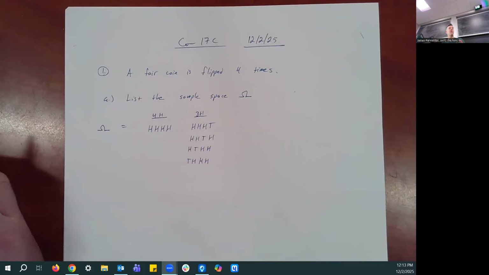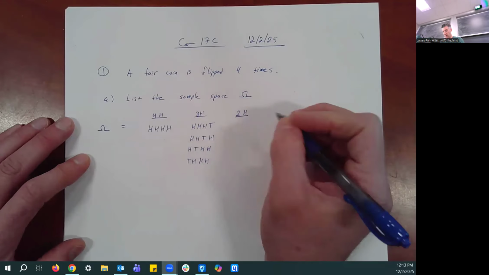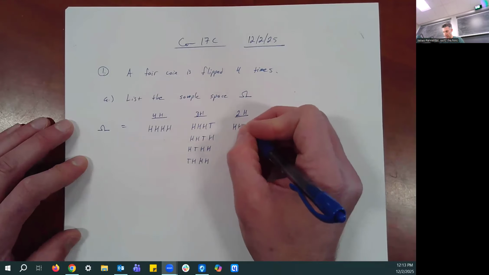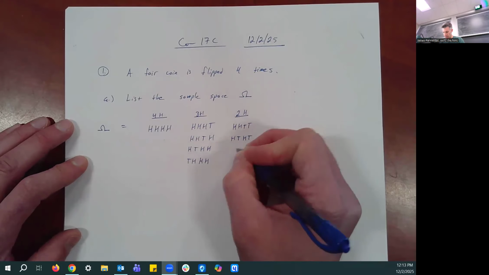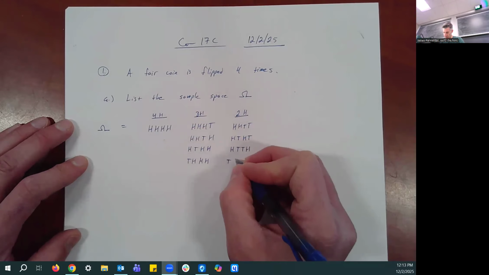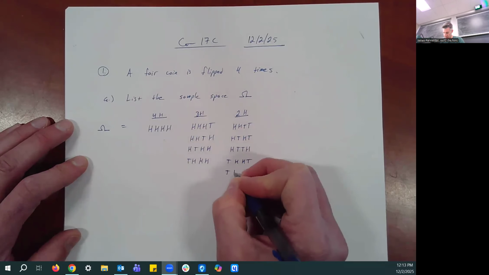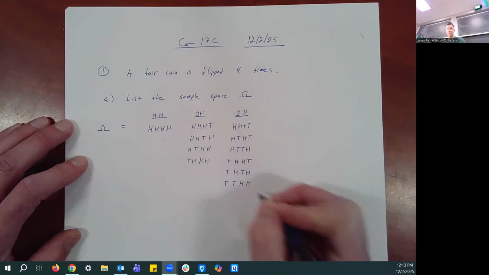Even though it's the same number of heads, it's a different outcome because the order in which we flip things is different. And then we could have 2 heads, which could be heads, heads, tails, tails, or heads, tails, heads, tails, or heads, tails, tails, heads, or tails, heads, heads, tails, or tails, heads, tails, heads, or tails, tails, heads, heads.